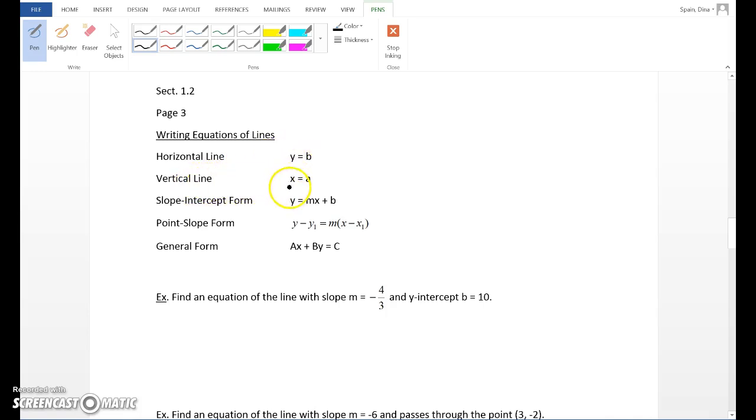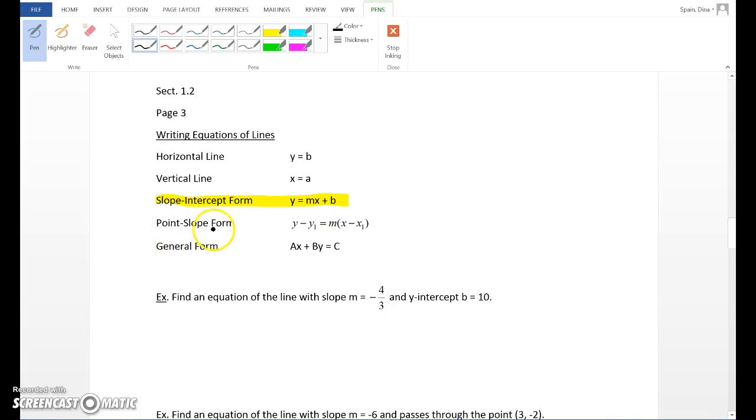For a vertical line, there's no y in the equation. It's just x equals a number. Alright, you have to know which one is which, so make sure you keep those straight. Slope-intercept form, we've kind of seen this already. Let me highlight this because this is the normal form that you're used to when you talk about the equation of a line, y equals mx plus b. You call it slope-intercept form because m is your slope, b is your y-intercept.